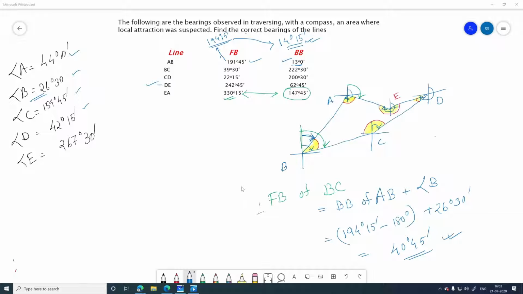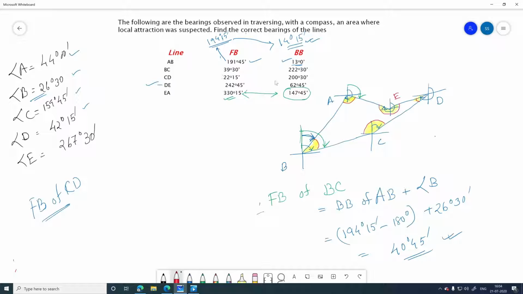So now we will determine the forward bearing of CD. So let's write forward bearing of CD. Okay. To determine the forward bearing of CD, we know the forward bearing of BC, right? And if we know the forward bearing of BC, we can calculate the back bearing of BC.